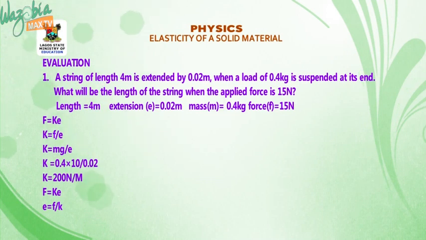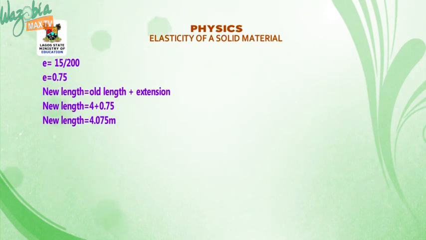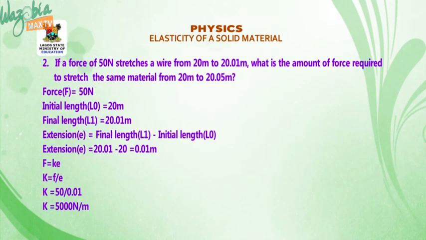So when we have gotten our stiffness, we can say that F is equal to Ke. We make e the subject of formula, so e is equal to F over K, which is 15 over 200. So our extension is 0.075. So the new length will now become old length plus extension. So new length is equal to 4 plus 0.075. So our new length is 4.075.